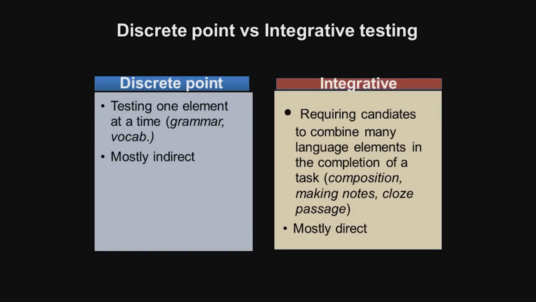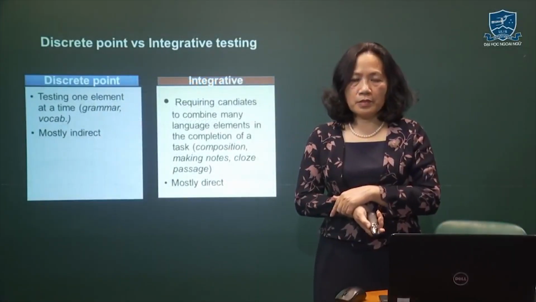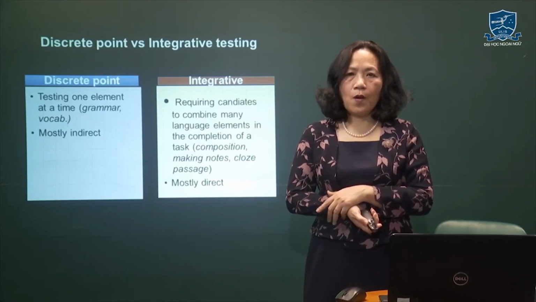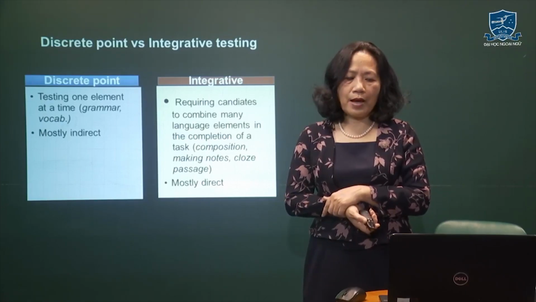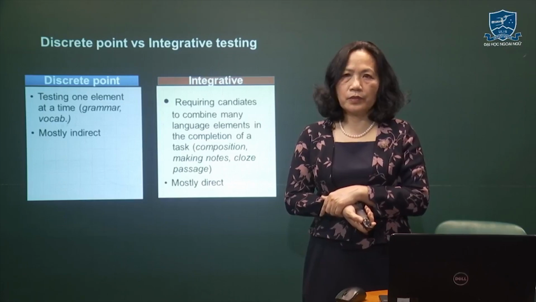Now, the next type of testing we want to discuss here is discrete point versus integrative. Discrete point means testing one element at a time, and we use it for a grammar or vocabulary test. And this is more indirect. And what about integrative? Integrative, as the name suggests, we can use one task, but that requires the candidates to combine many language elements, like a composition.